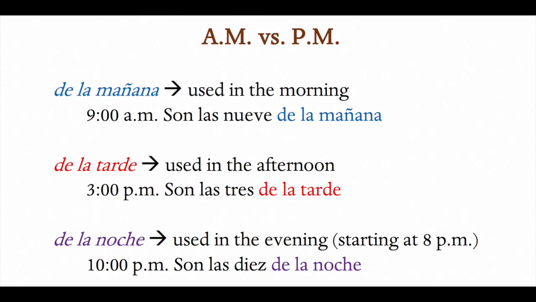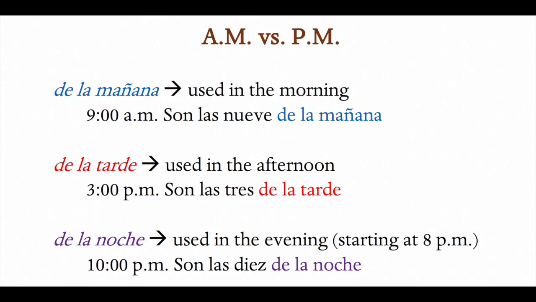If it's past noon, so in the afternoon, then we add de la tarde. If it's 3 p.m., for example, that's afternoon, so we would say son las tres de la tarde. And if it's in the evening, then we would say de la noche. For example, if it's 10 p.m., 10 at night, then we would say son las diez de la noche.